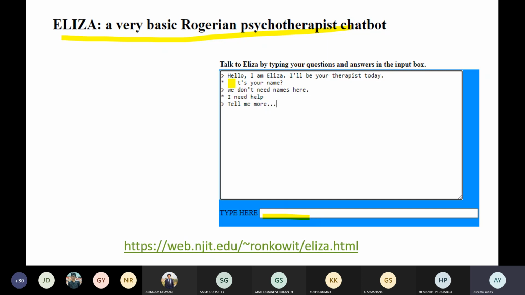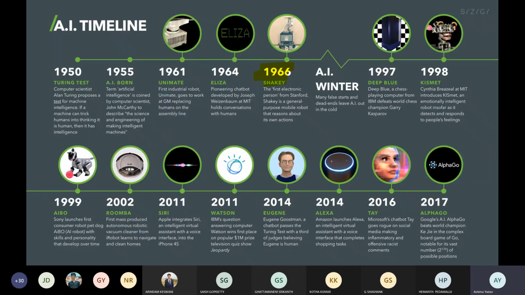Let's suppose the user asked what's your name. Suppose he typed the query what's your name, then it replies we don't need names here. So this is just an example. If you type something else, you will not get answers as good as you might expect. But still, at that particular time, this was a very great thing which came into the picture. So this was Eliza.